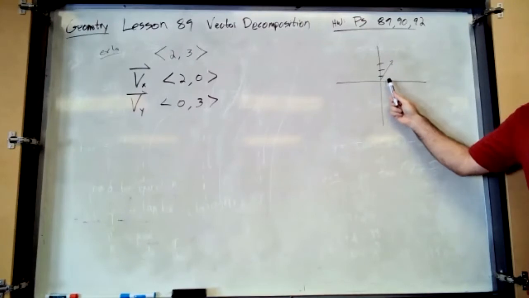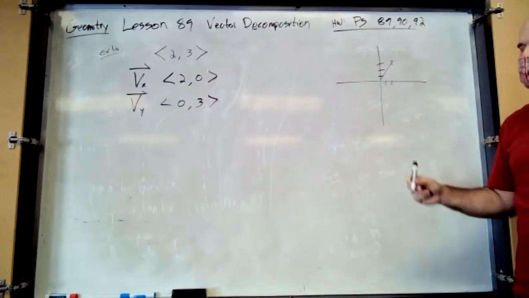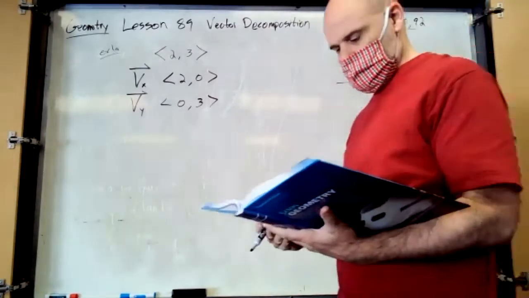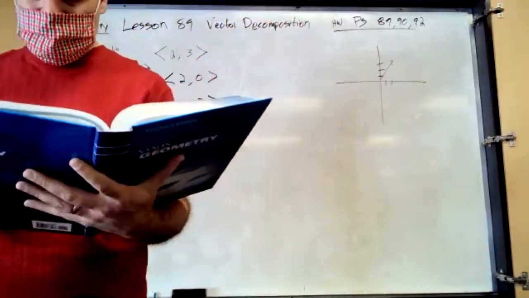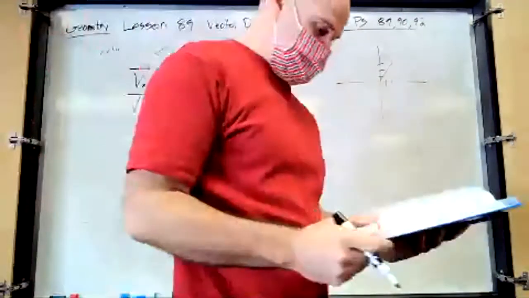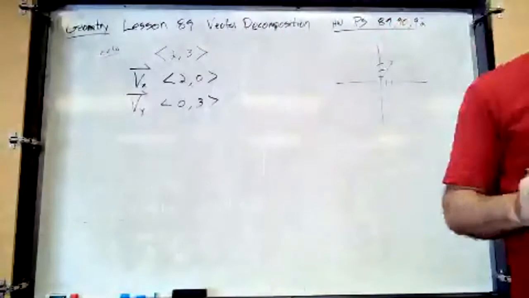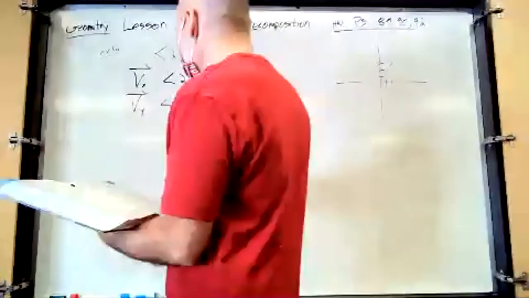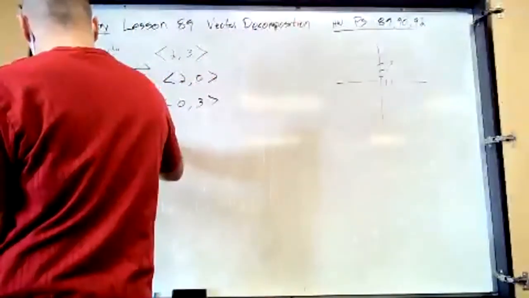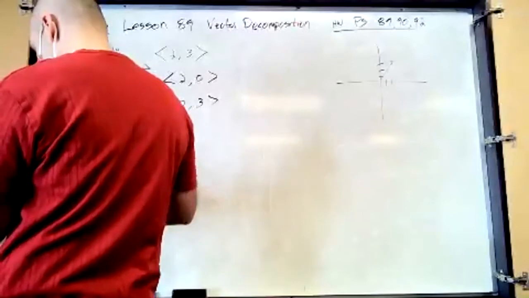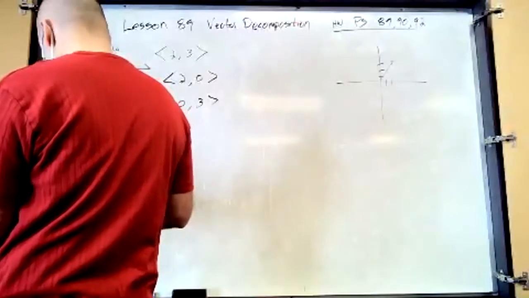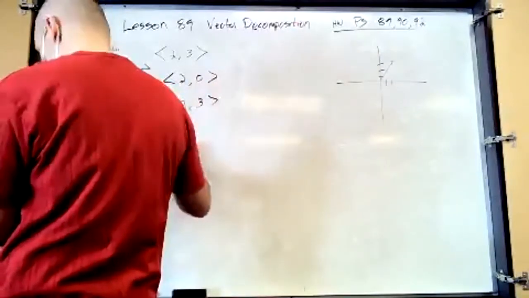Okay? So you go right or left first and then up or down. Does that make sense? So that's decomposing a vector. Let's try it a different way. Let's try example 1b, and we don't have it in component form like this guy. We have it in this.